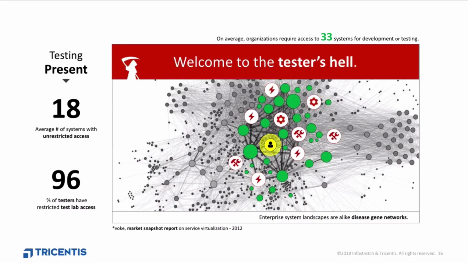Let's have a closer look at the situation we have to deal with. Here is a representation of a disease gene network. And you know what? A typical enterprise system landscape is pretty similar to that. Your target application is not a standalone app you can use for processing data, but rather a part of a whole environment connected to dozens of additional applications, consuming several services, and so on. And this leads to the fact that on average, more than 30 different systems are required to be up and running for development and testing.